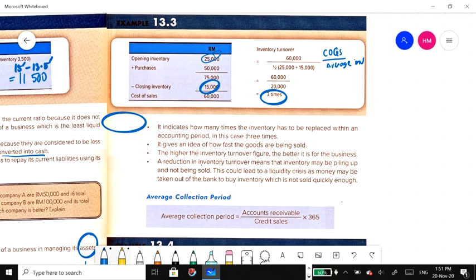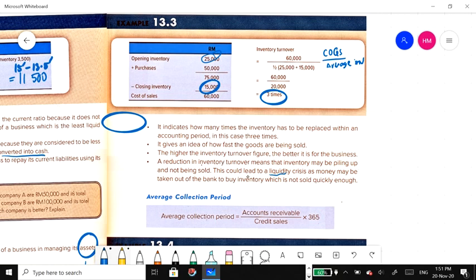So maksud a reduction in inventory turnover means the inventory may be piling up. Maksudnya contoh kalau kita kira-kira inventory turnover kita dapat 1. Maksudnya 1 tu dalam masa setahun baru semua inventory dia terjual. Maksudnya company tu akan ada overstocking. Dia tak dapat nak convert dia inventory kepada cash. Sebab tu dia kata this could lead to a liquidity crisis sebab tak dapat nak convert kepada duit.